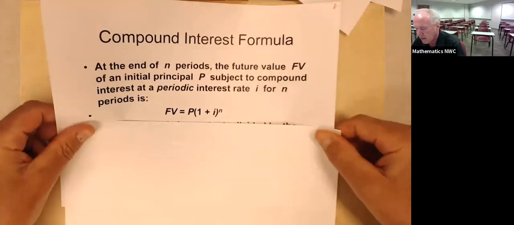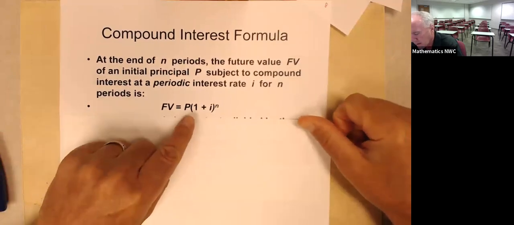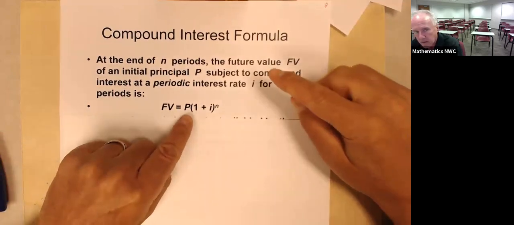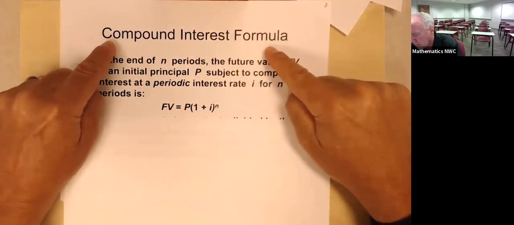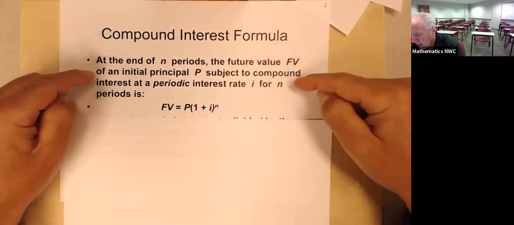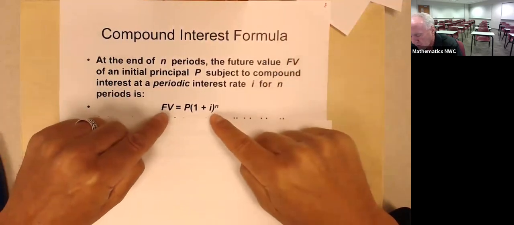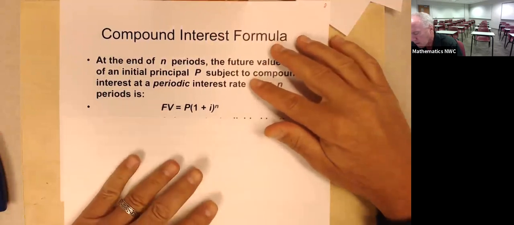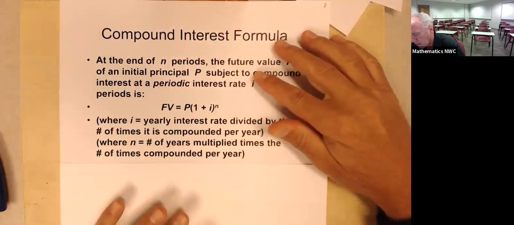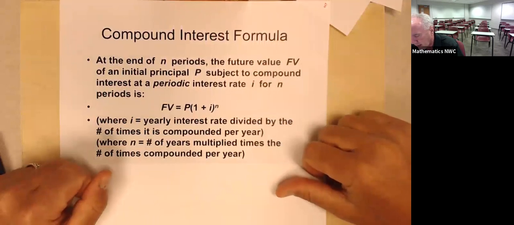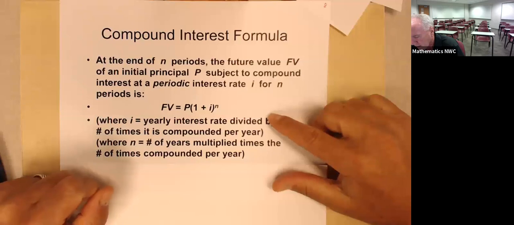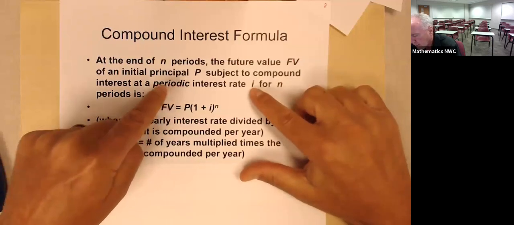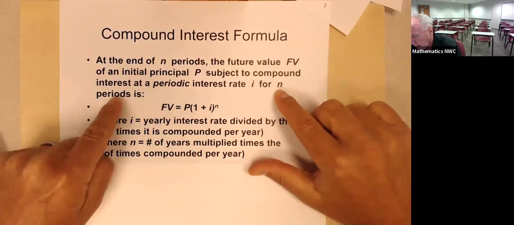That shortcut that we just did is really what this future value for compound interest formula is all about. So in your notes, put down compound interest formula, copy all of this down, and then make sure you have this formula down. Each of those variables are described here. FV is the future value like it's always been. The original principal is P. I is my periodic interest rate for n periods.